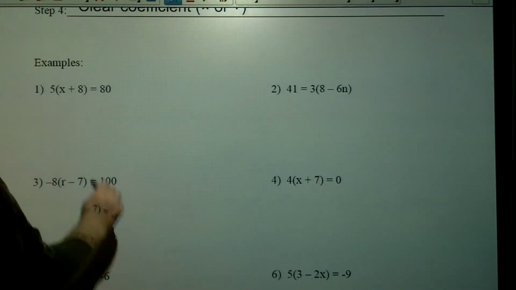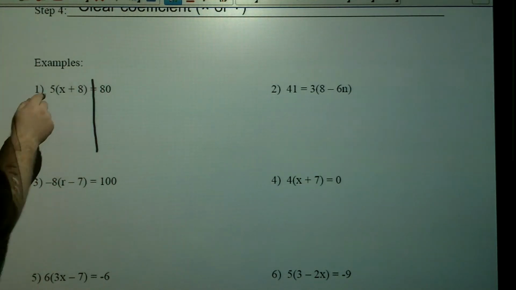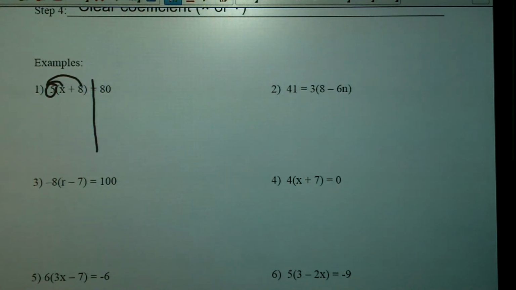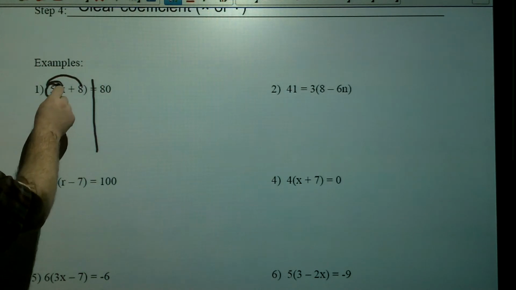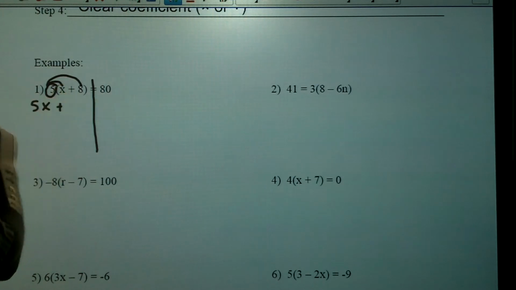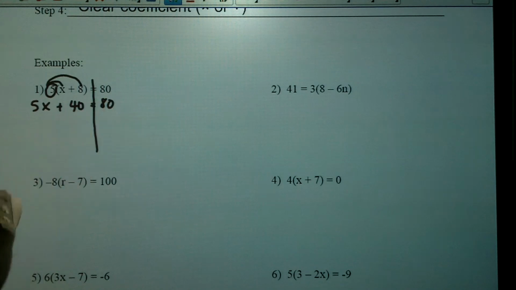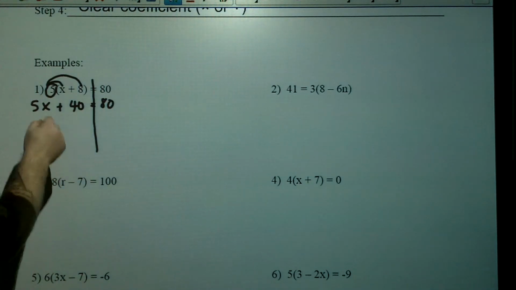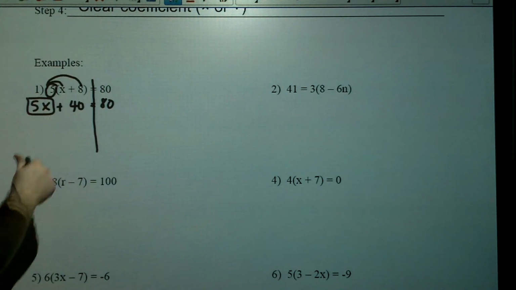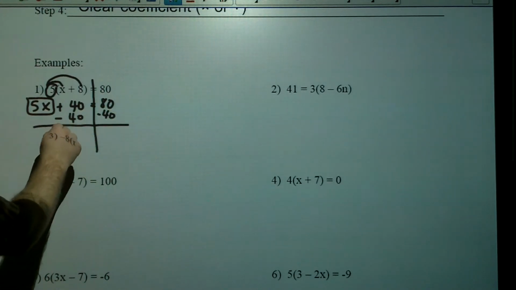So in example number 1, I draw that line down and separates the equation into two parts. We distribute the 5 to each of the numbers or variables inside the parentheses. So I do 5 times the x plus, because there's a plus sign here already, 5 times the 8, which is 40. I now make a two-step equation. So I box the 5 and the x, and I get rid of this right here, plus 40, by doing the opposite, which is subtract 40. And I do that on both sides to keep the equation balanced.